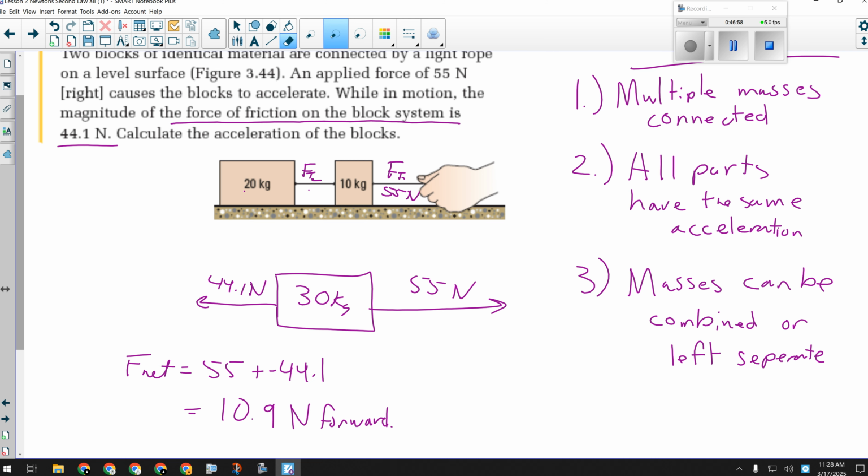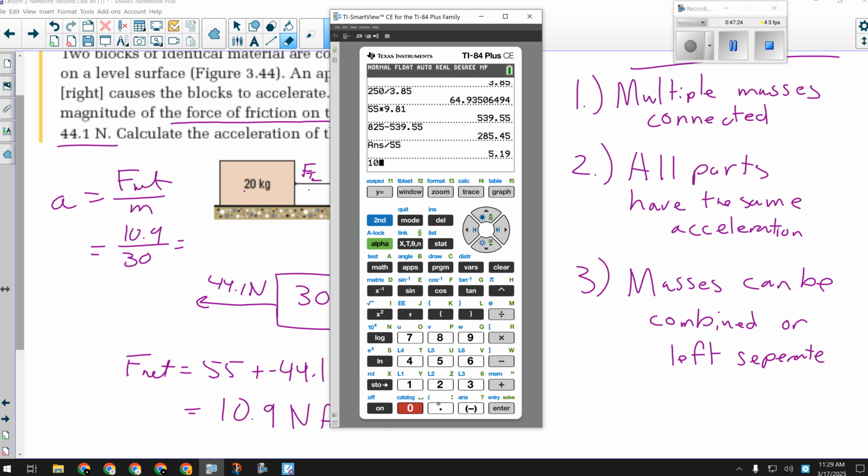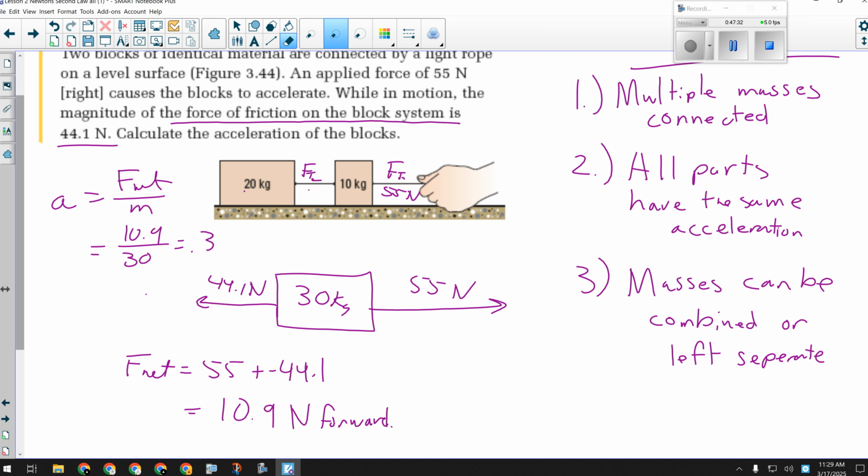Calculate the acceleration of the blocks. What do I divide 10.9 by? What's my mass for that? Calculate the acceleration of the blocks, plural. 30. Yeah. So I'd have 10.9 divided by 30 kilograms. So 0.36 meters per second squared forward.